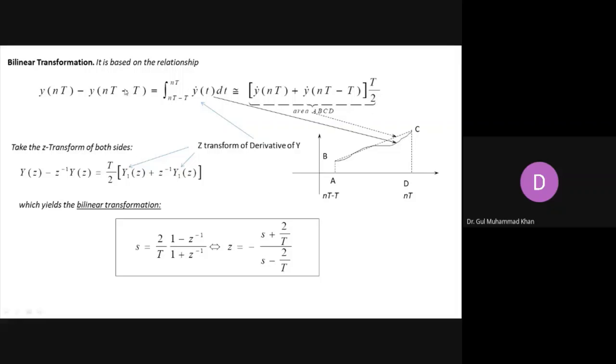Now see, we have this expression and we have this expression, right? Now let's take the Z transform of this one, which comes out to be Y of Z. Let's take the Z transform of this one, which comes out to be z to the power minus 1 into Y of Z. Now on this side, we have t by 2.